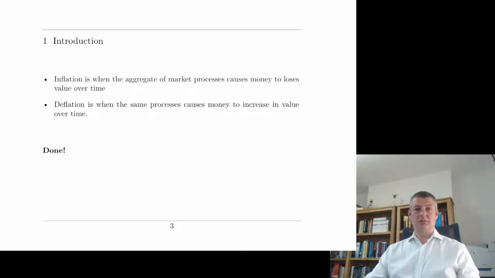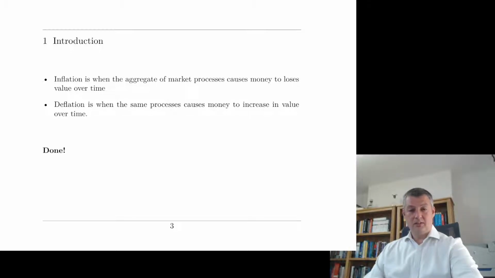So let's start with some definitions. Inflation is when the aggregate of market processes causes money to lose value over time. That is, prices go up. If I take this pound to the store in 20 years, I'd probably not be able to buy a loaf of bread with it, assuming inflation would continue on its historical trajectory.